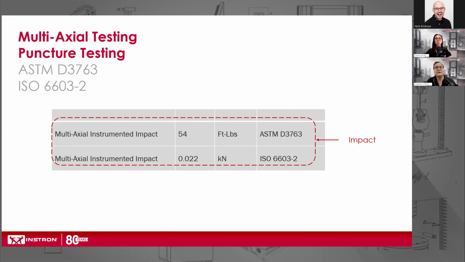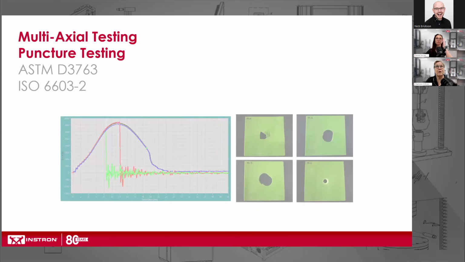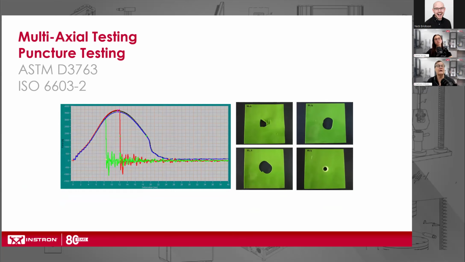Another type of impact test that you may find on some data sheets is the multi-axial or high-speed puncture tests. These are to standards ASTM D3763 and ISO 6603-2. Here, the sample is a plaque as defined by the test standard, the size defined by the test standards. And basically, we're subjecting that plaque to a high-speed test with higher velocities and impact energies than are usually prescribed for in the pendulum machine.